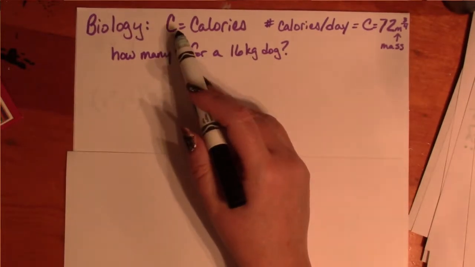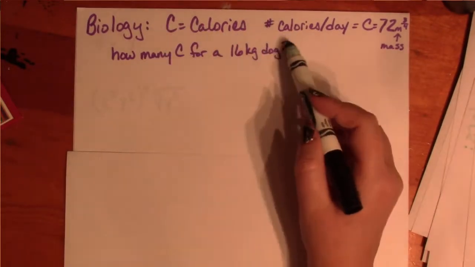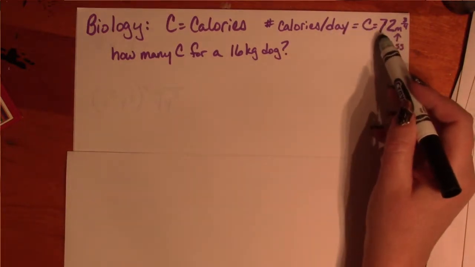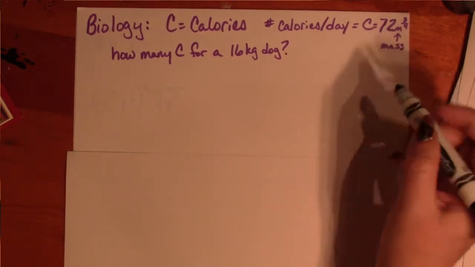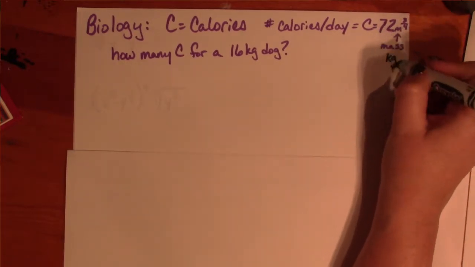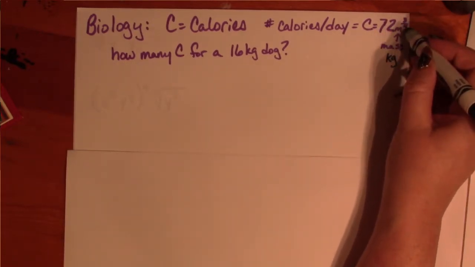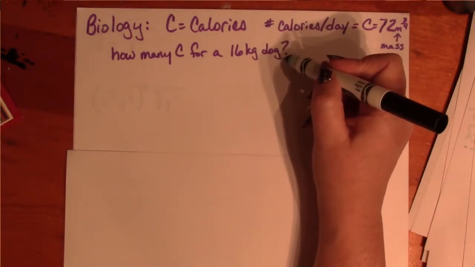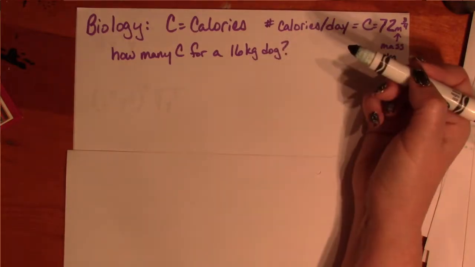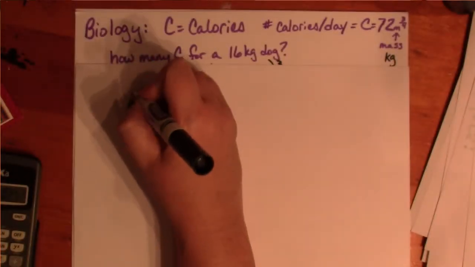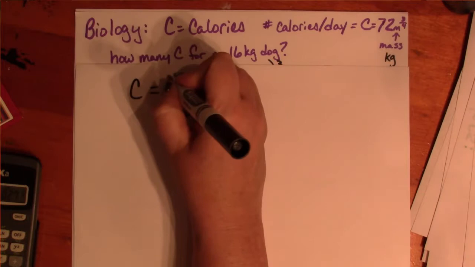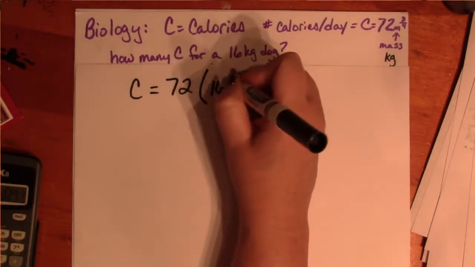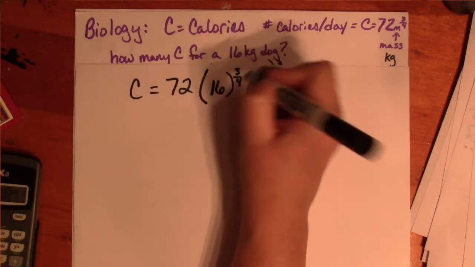In biology, C is going to equal calories. And the number of calories that you burn per day, which is C, is going to be 72 times the mass in kilograms of the animal to the 3/4. And how many calories will you need to feed a 16-kilogram dog? So we're going to do the number of calories equals 72 times the mass of the dog to the 3/4.